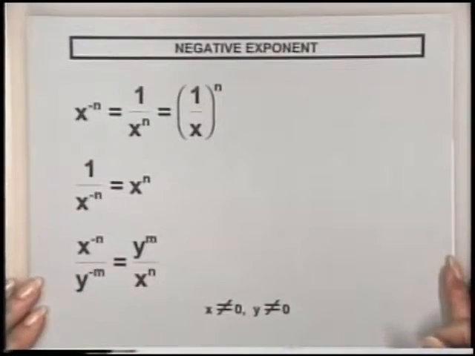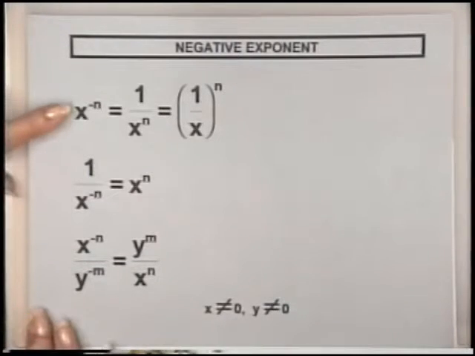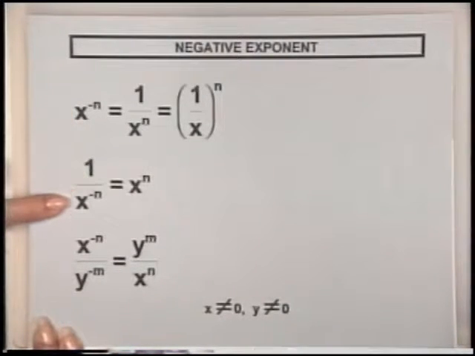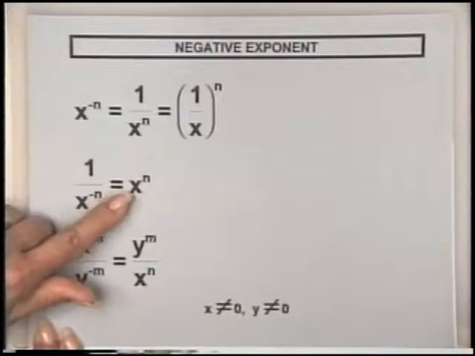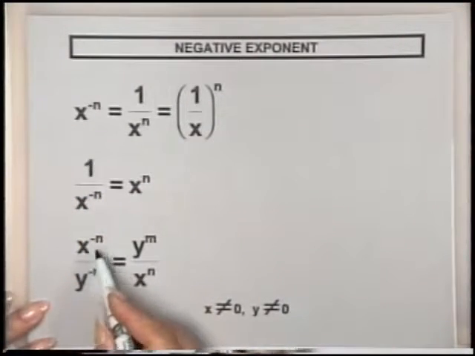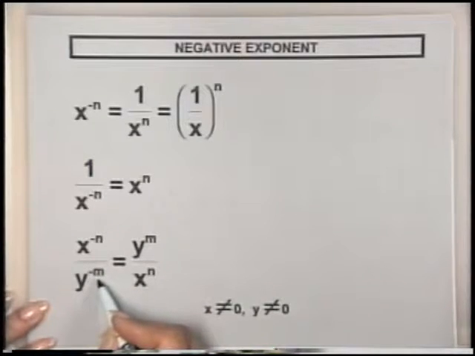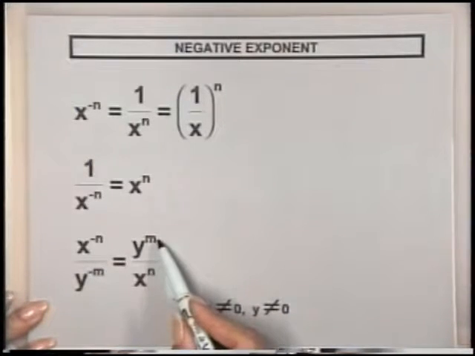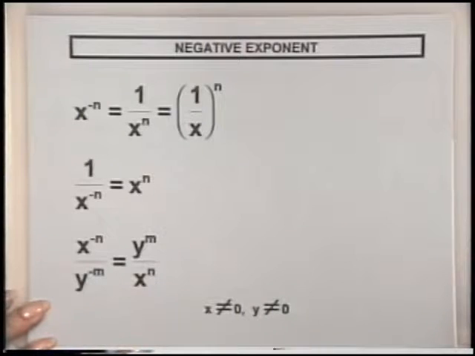You might want to write these down. Of course, this is the first one. 1 over x to the negative n is equal to x to the n. x to the negative n divided by y to the negative m is equal to y to the m divided by x to the n. And of course, it is understood that x and y do not equal 0.